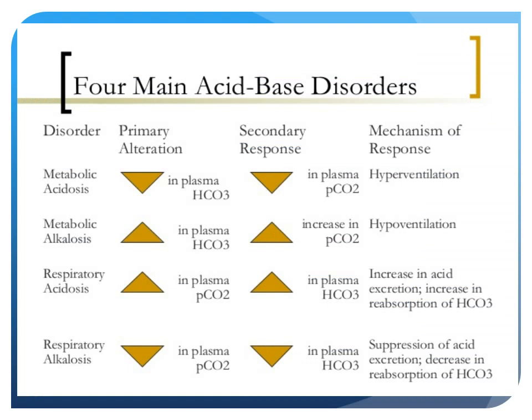So respiratory acidosis, what is the primary alteration? It's respiratory, so it has to do with the PCO2, and acidosis, so pH is decreased. So what is the primary alteration? There is an increase in blood carbon dioxide. And you can see what is the secondary response, or the compensation, for this disorder.